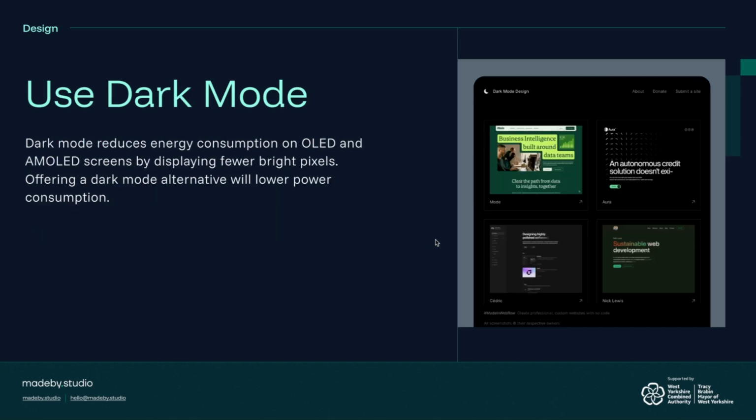Another one in terms of design is use dark mode. Dark mode reduces the energy consumption on OLED and AMOLED screens by displaying fewer bright pixels. Dark mode is not absolutely necessary, but in some cases it can provide a lot of value to users. In terms of website emissions, the way it works is that on these modern LED screens, if you use a black background, rather than showing a black pixel, that pixel will just turn off completely. So if you have a fully black background, it has to be pure black, not an off black or something like that.